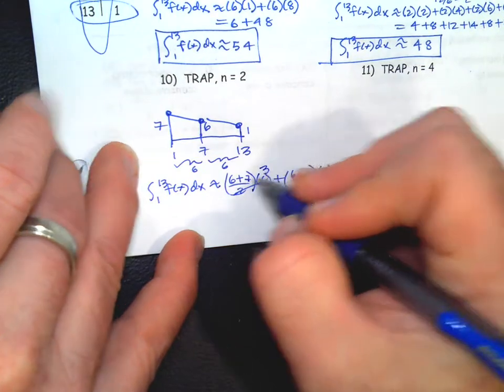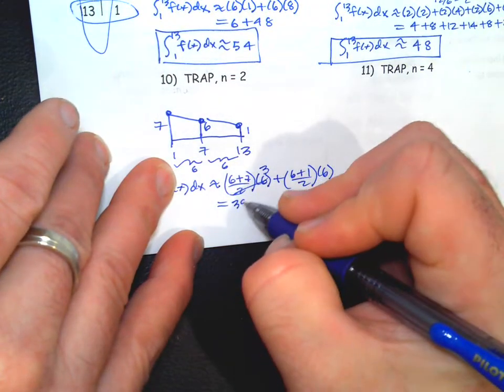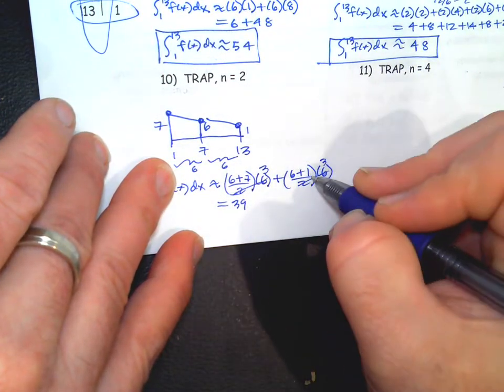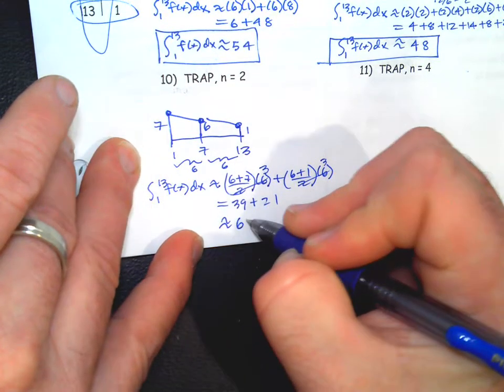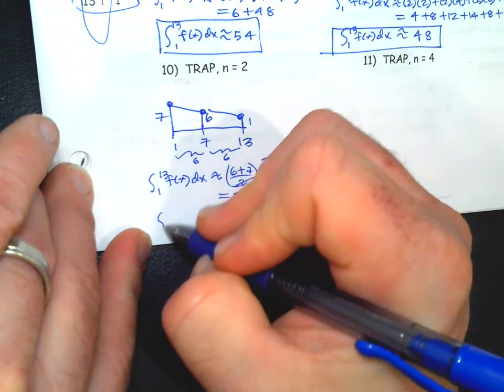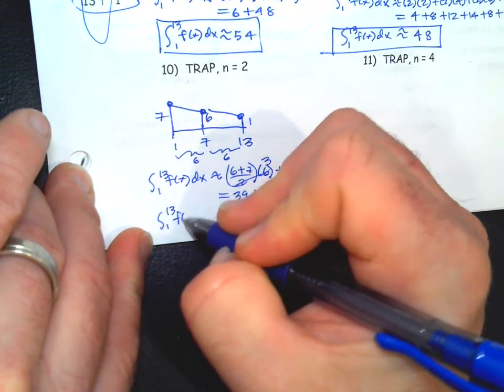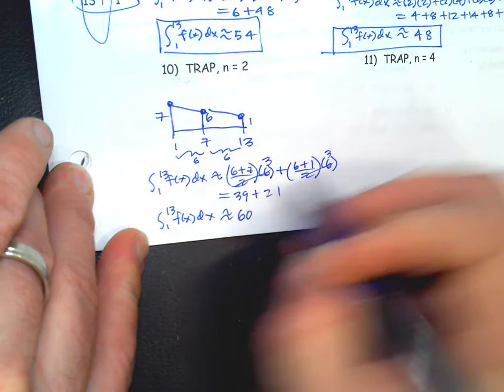So that's going to give you 3 times 13 is 39. 3 times 7 is 21. So we're going to get 60. That is the approximation of the integral of f of x dx from 1 to 13.